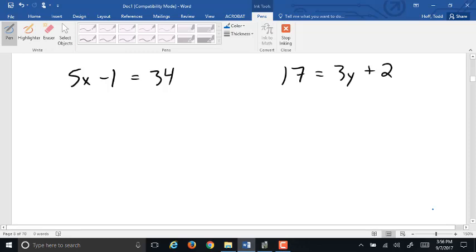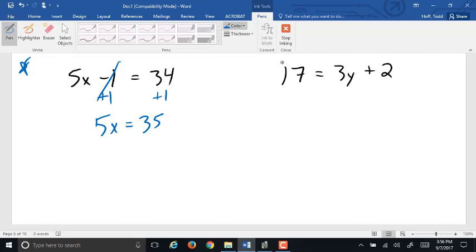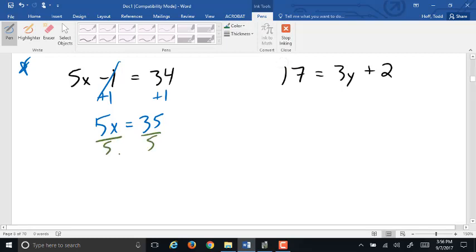Okay, let's see how you did on these so far. So for the first one here on the left, what do we do first? Add 1. Cancels that out. We add 1 over here. So we get 5x equals 35. What's next? Divide by 5, which gives us x equals 7. We could double check that by putting 7 back in here for x, and it does work out to be 34.